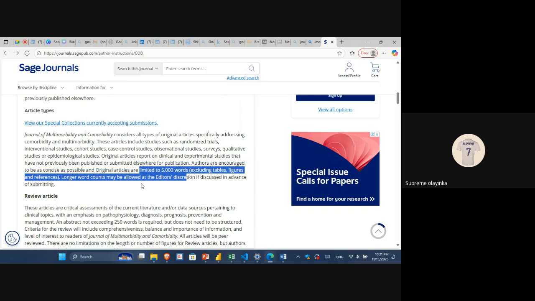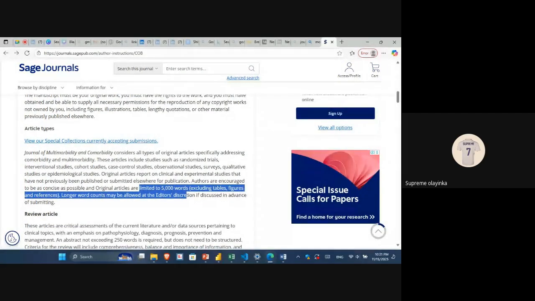Longer word counts may be allowed at editor's discretion if discussed in advance of submitting. So you want to know that, okay, this journal only publishes one type; you can't even submit other types of research paper except original research paper. So the first thing you want to look at is what type of paper, or where you are submitting your journal to. So I don't want to waste too much time.